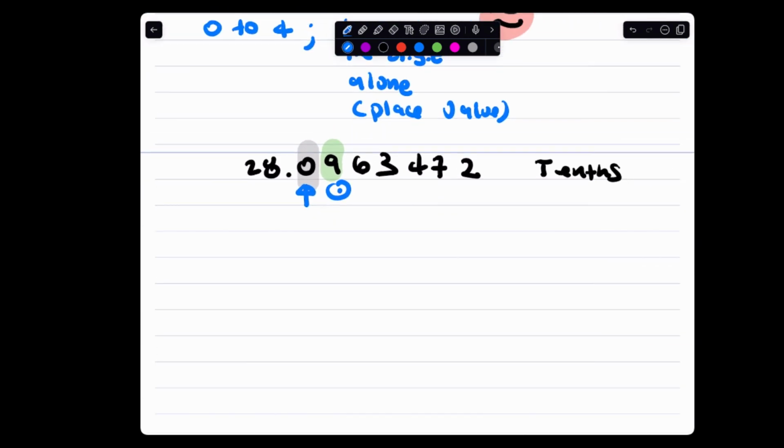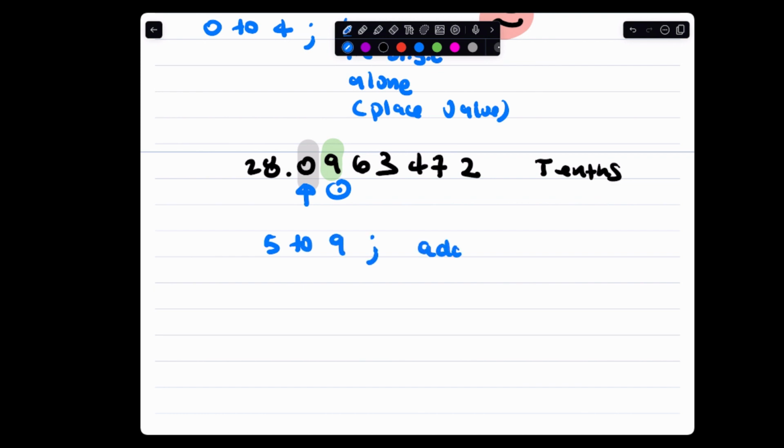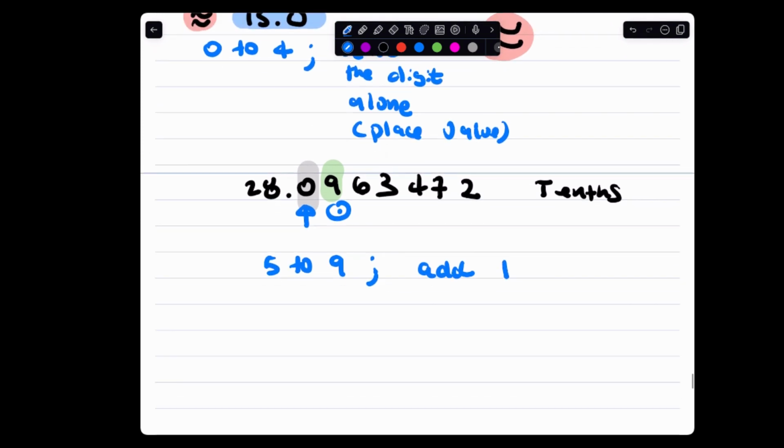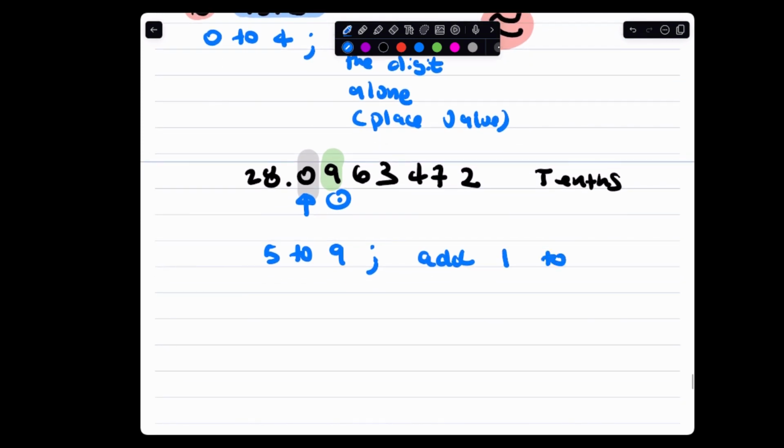What do we know? If that digit is a what? A 5 to a 9, then what do you do? You add 1 to the what? To the digit. And you say, which digit? The digit in the what? Place value. So, okay, we're going to have to add 1 to the digit in the place value.